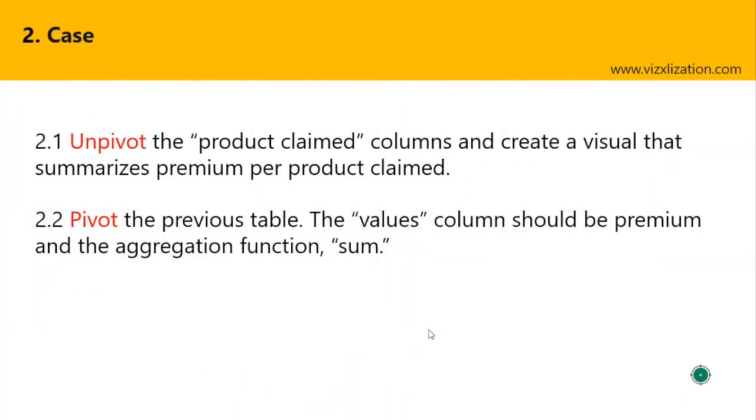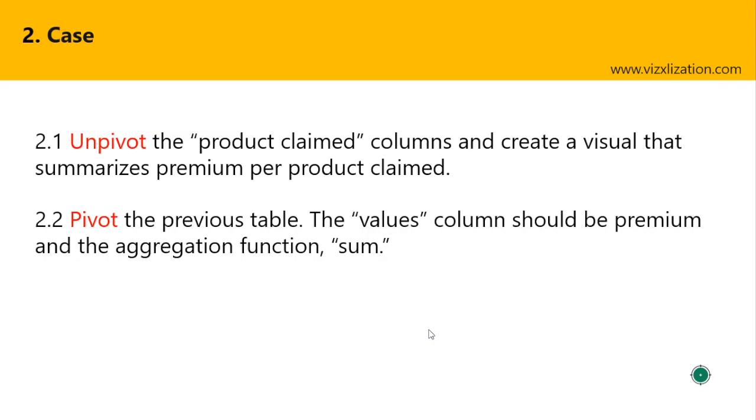Case, two questions here. The first question is to unpivot the product claim columns and create a visual that summarizes premium per product claim. The second task is to pivot the previous table. The values column should be premium, and the aggregation function should be sum. If you guys are confused now, don't worry. We're going to jump into Power BI Desktop and start playing with this data.